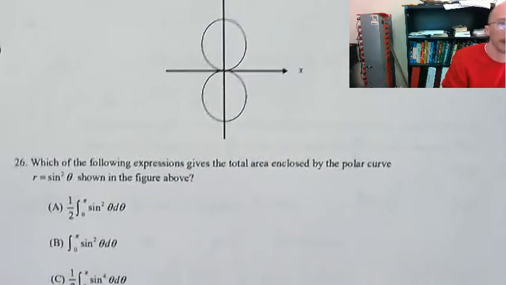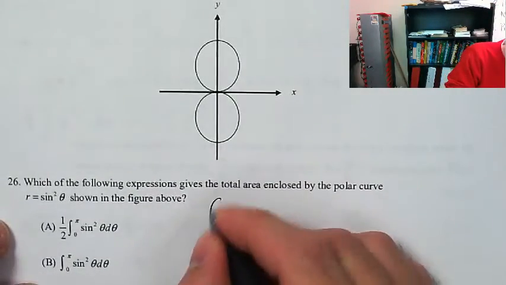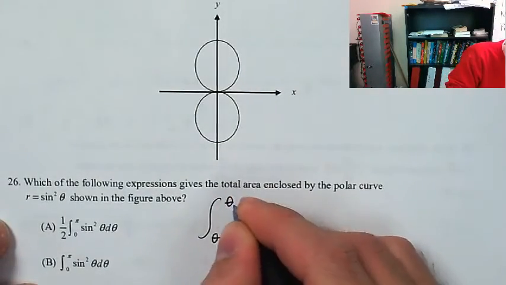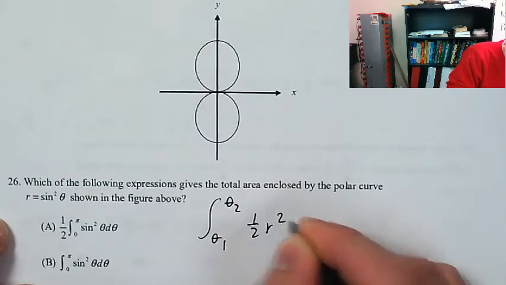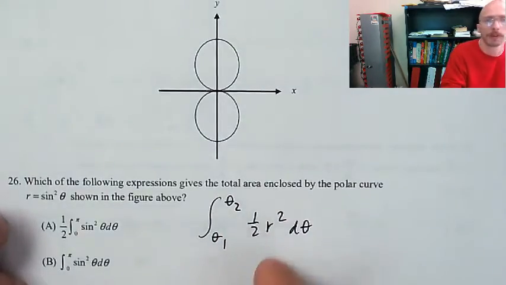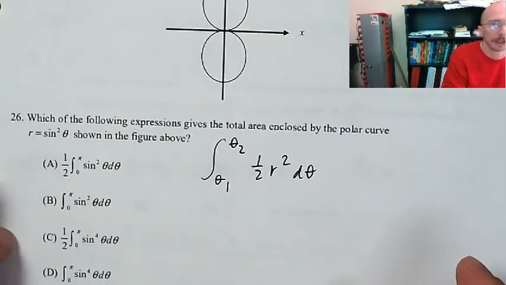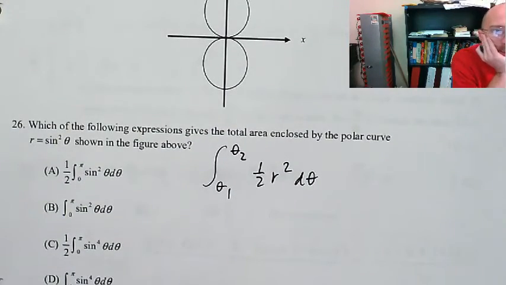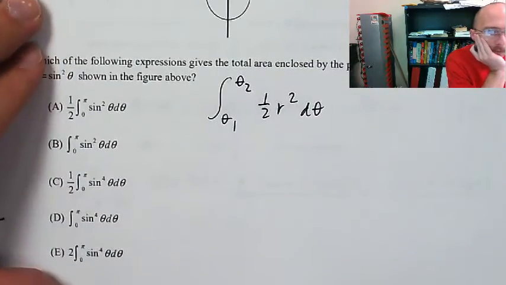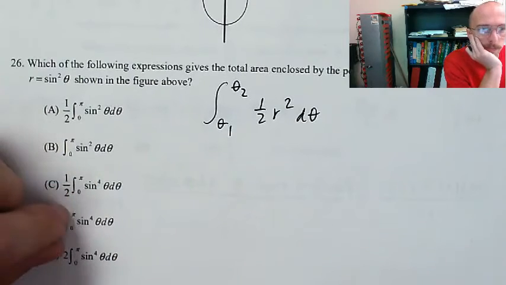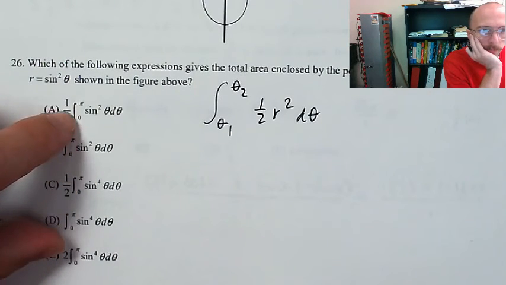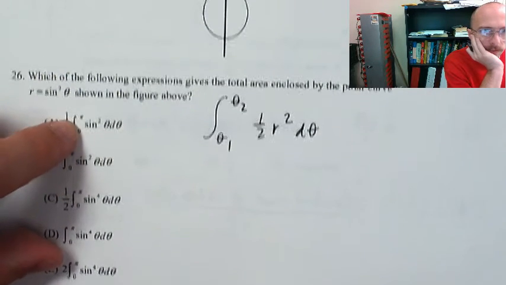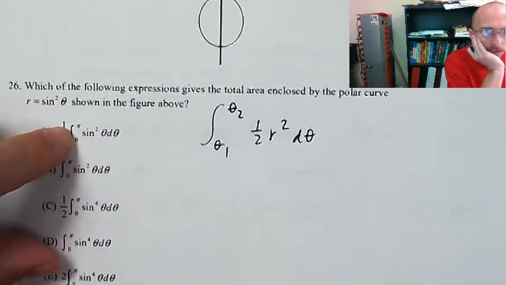All right, polar curve. Okay, area of a polar curve, we need to remember that that's the integral between two theta values of 1/2 r squared d theta. Okay, that's just a must know. Okay, enclosed by the polar curve, r equals sine squared theta. Ultimately, we don't need to worry about the bounds of integration unless there's something I'm not thinking of.